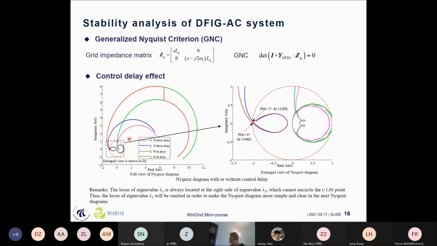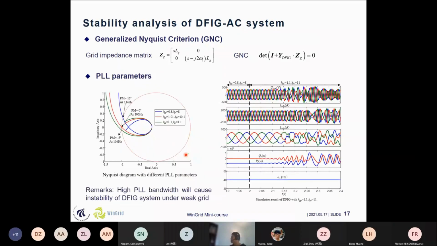Another characteristic we should notice here is that the locus of eigenvalue number 1 is always located on the right side of eigenvalue number 2. You can see here that number 1 is this pink curve, and number 2 is the blue curve. We compare these two eigenvalues and always notice that number 1 is on the right side of number 2, so it can't encircle the -1. So in order to make the Nyquist diagram simpler and clearer, in the next Nyquist diagrams we are only considering number 2 in our later analysis.